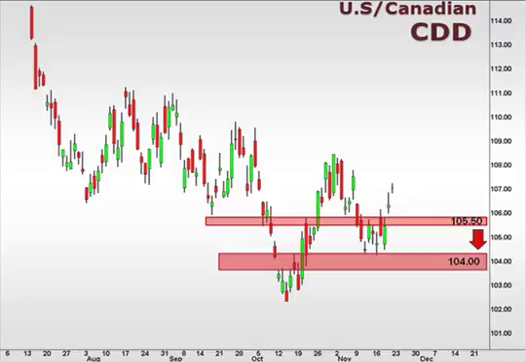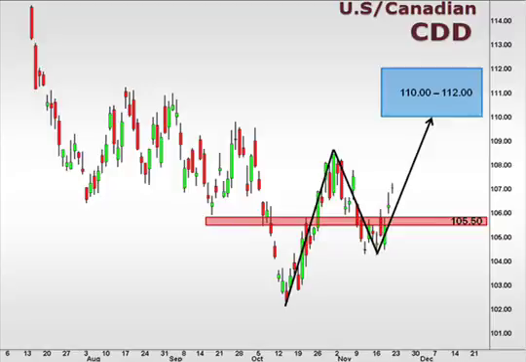If we are now witnessing a bigger picture recovery of the U.S. dollar against the Canadian dollar, an extension of this move should actually test into this 110, 112 box.